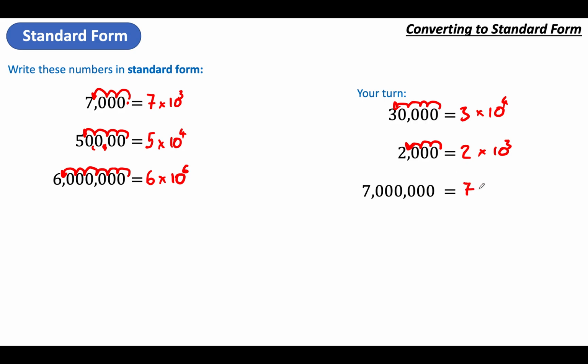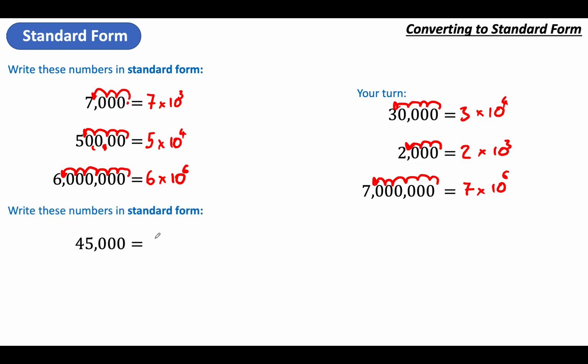And what about my 7 here? Let's see, 1, 2, 3, 4, 5, 6 places bigger. So 10 to the power of 6. It's really 7 million. Right? All these numbers in red on the side are in standard form. Cool, okay. But sometimes we need a decimal point.